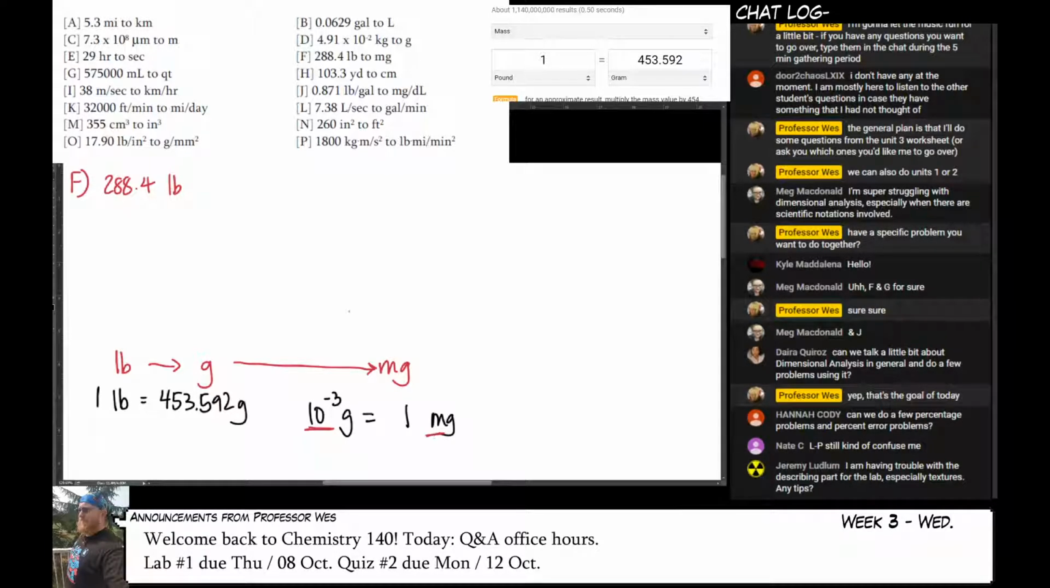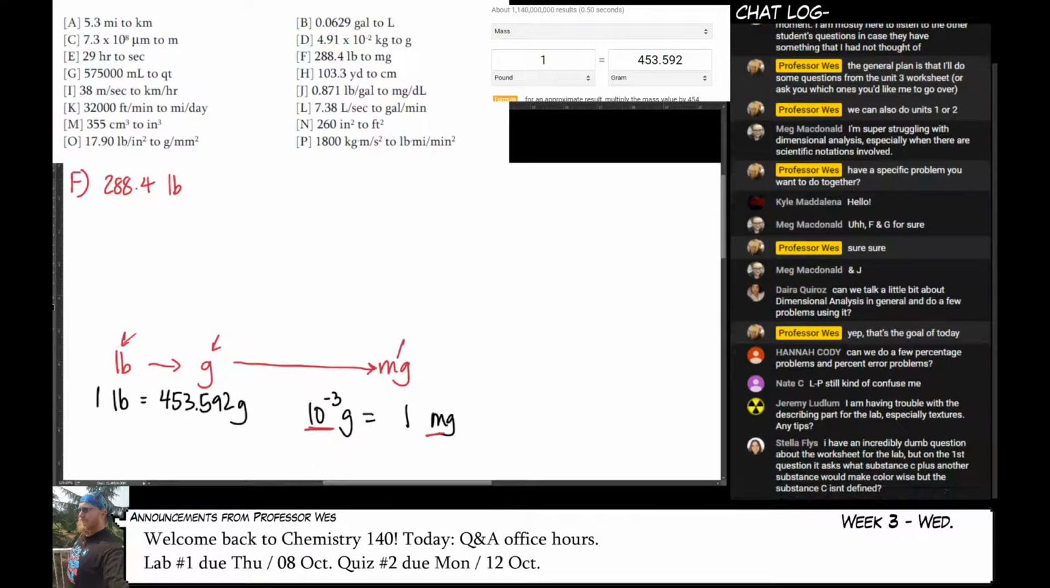So now that I have those conversions, I can do pounds to grams and then grams to milligrams. And so we'll set up the dimensional analysis just like that.